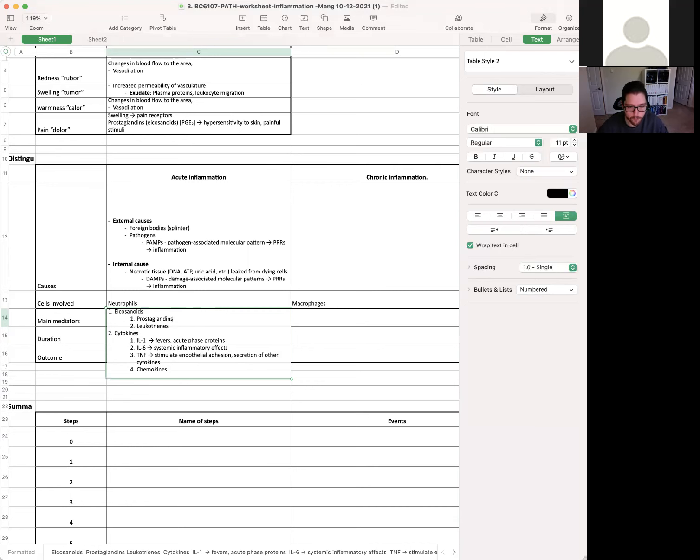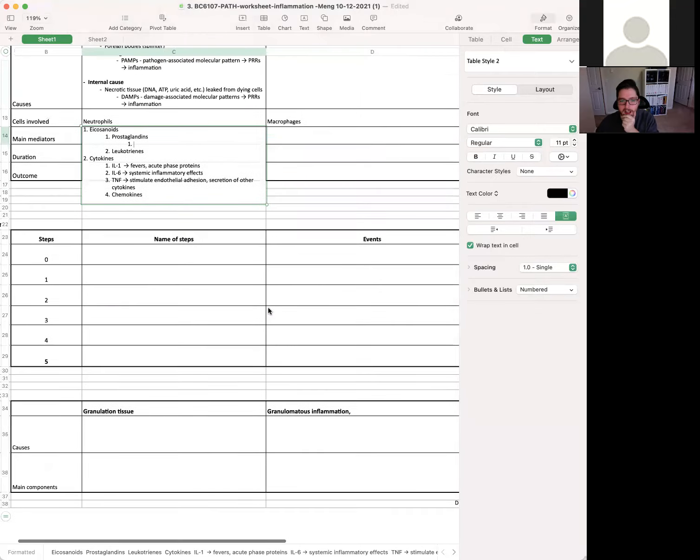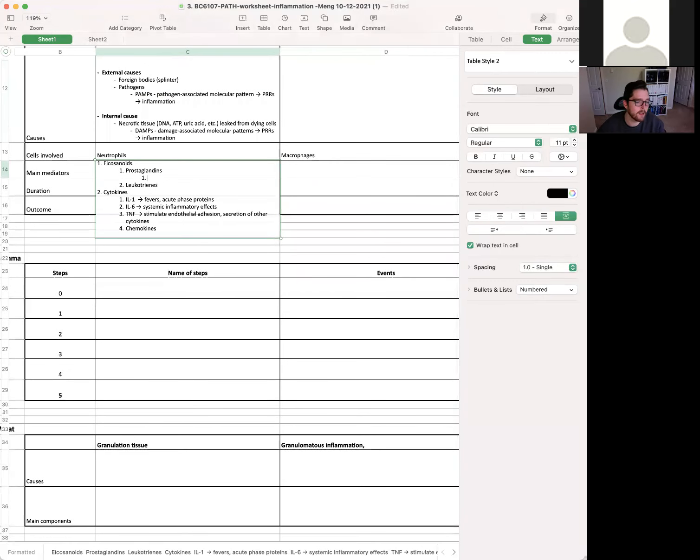So let's talk about a couple prostaglandins really quick. I want to make sure we can finish this in an hour, so I won't go too in depth. First of all, what are prostaglandins? Do you know what enzyme is going to be responsible for making prostaglandins? Starts with a C.